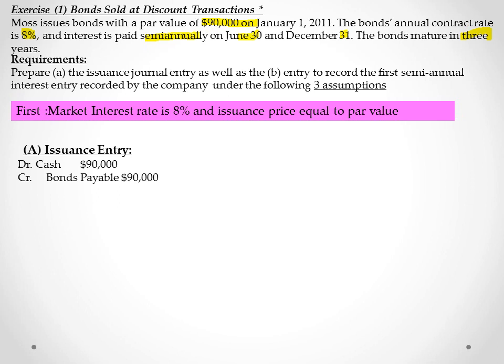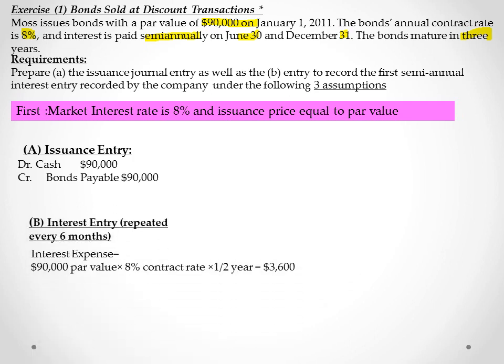So if you remember, in order to calculate the interest, we need to multiply the interest rate, the coupon interest rate, not the market one, which is 8%, times the par value, which is 90,000, times the period. Here it will be half of a year. So we calculate the interest expense. It will equal 3,600. So the company is going to record this on June 30 as an increase in its interest expense, so the company will debit interest expense, and a decrease in its cash, so the company will credit cash. So this is the first case.